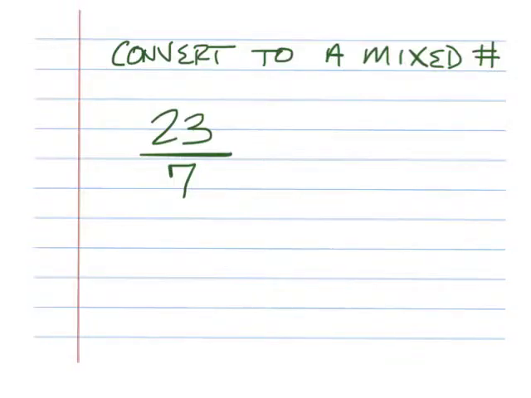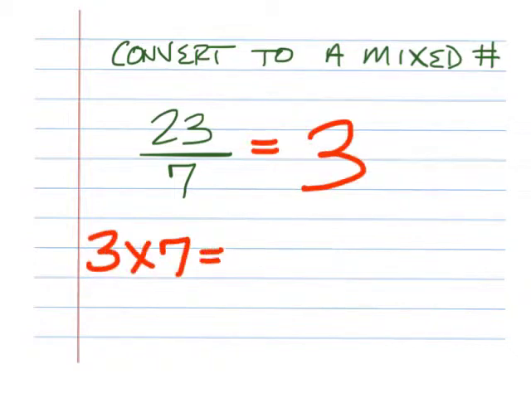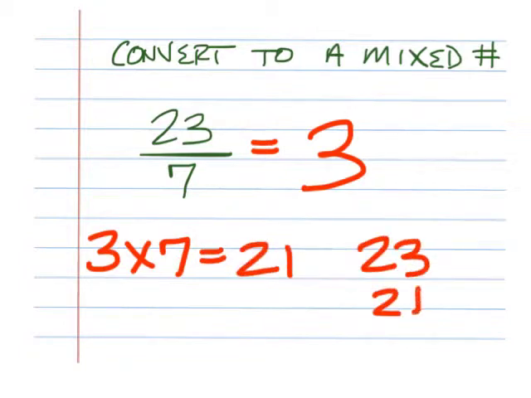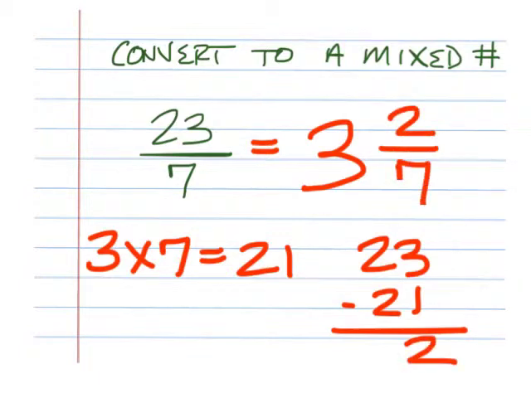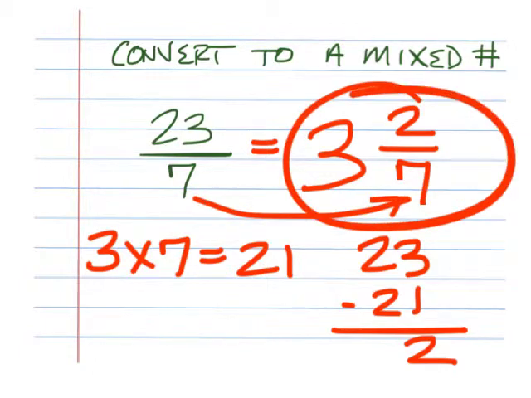Example number 2. How many times will 7 go into 23 without going over? 3 times. What is 3 times 7? 21. The difference between 23 and 21 is what? 2, so you put the 2 over the 7. 3 and 2 sevens.